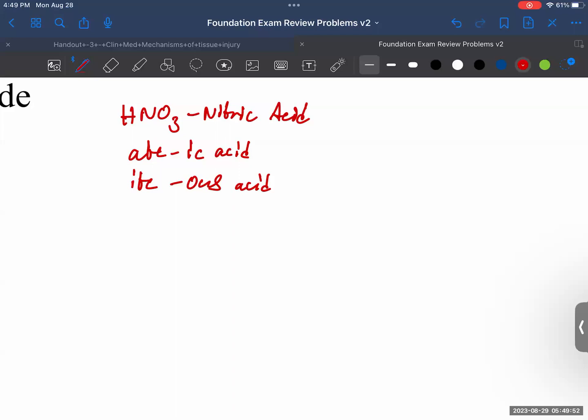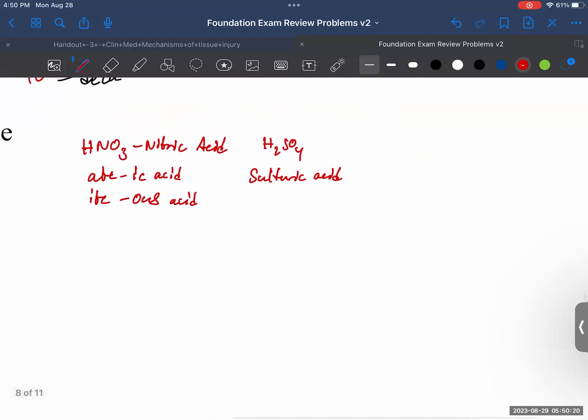All right, so we have nitric acid. What about this one? Sulfuric acid. So again, what polyatomic ion is this, SO4? That is sulfate. So ate, use the ic suffix. So sulfuric acid. All right. What about this one? Let's make it a bit more challenging. Perchloric acid.